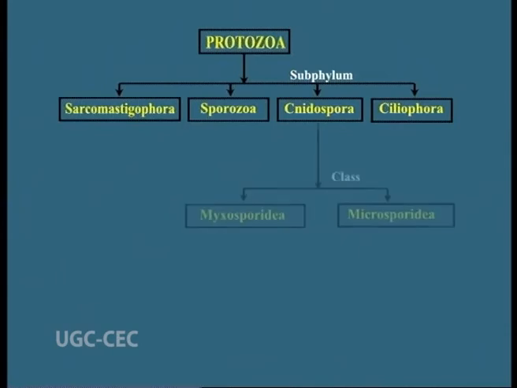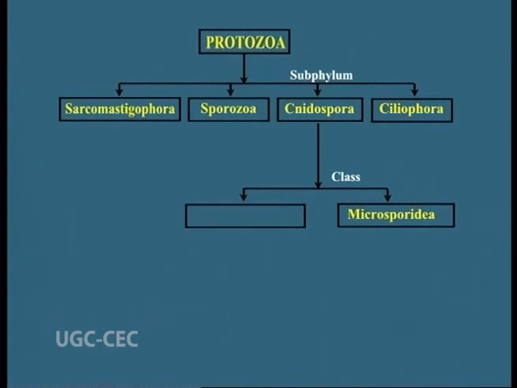Subphylum Cnidospora. Spores with several cells having one or more polar filaments. All are parasitic. Subphylum Cnidospora is classified into two classes. They are Myxosporidia and Microsporidia.